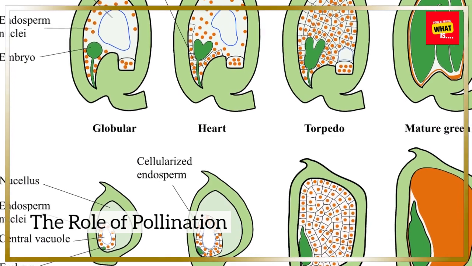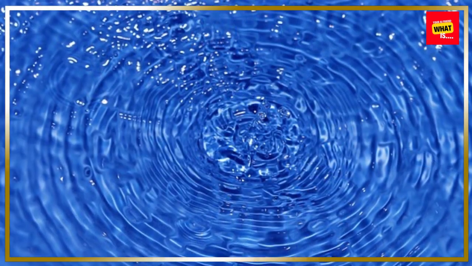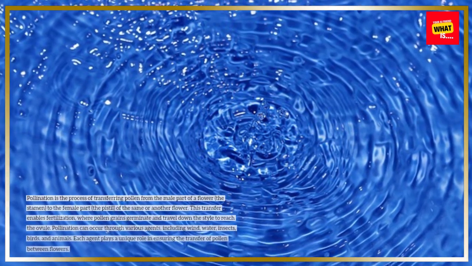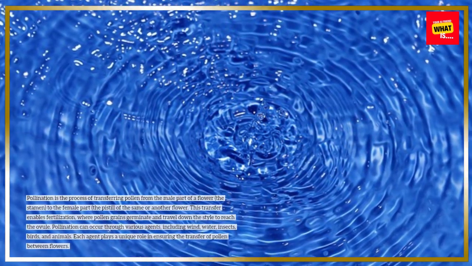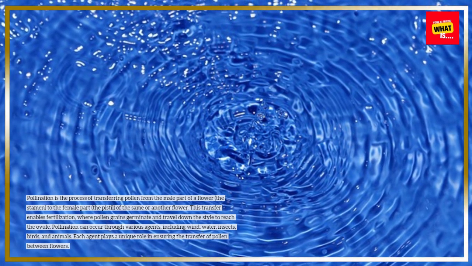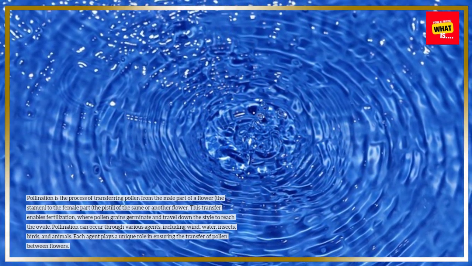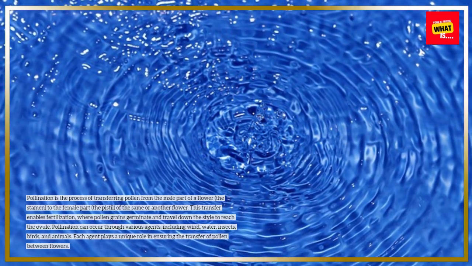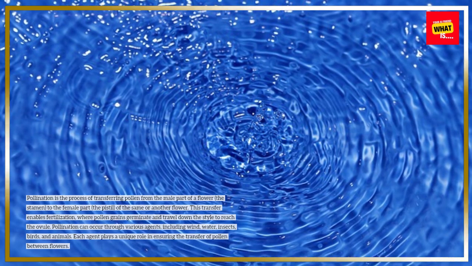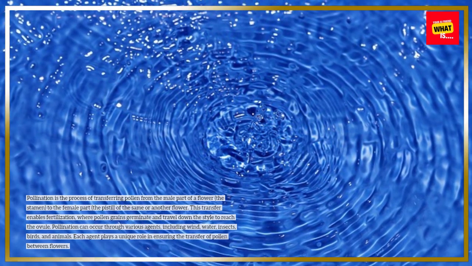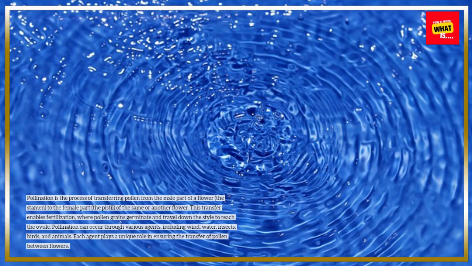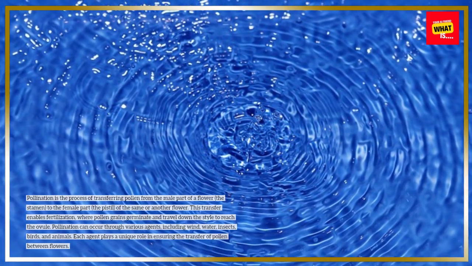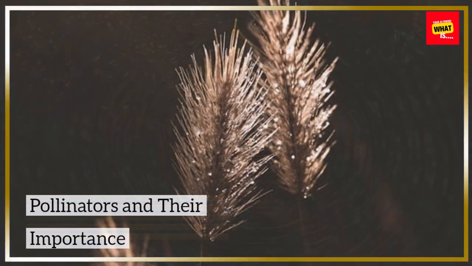The role of pollination. Pollination is the process of transferring pollen from the male part of a flower, the stamen, to the female part, the pistil, of the same or another flower. This transfer enables fertilization, where pollen grains germinate and travel down the style to reach the ovule. Pollination can occur through various agents, including wind, water, insects, birds, and animals. Each agent plays a unique role in ensuring the transfer of pollen between flowers.